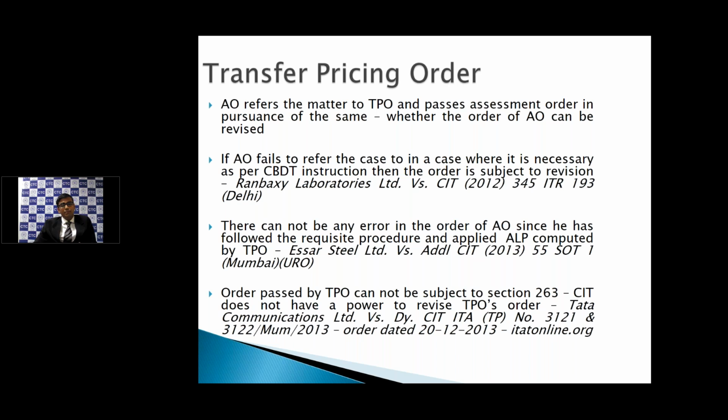Another aspect, in Mumbai Tribunal SRC, the AO had simply followed, no doubt obviously he has to follow the TPO's order which is binding on the AO. So once the AO has followed that order and that ALP was computed, but the CIT said that their order is erroneous, the Mumbai Tribunal said that that cannot be done. What the AO has done is only followed the TPO's order which is binding on him, and once the TPO's binding order is followed by him, that order cannot be considered to be an erroneous order.